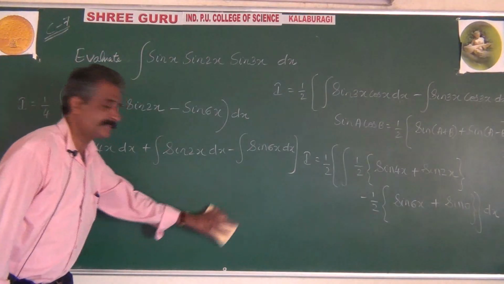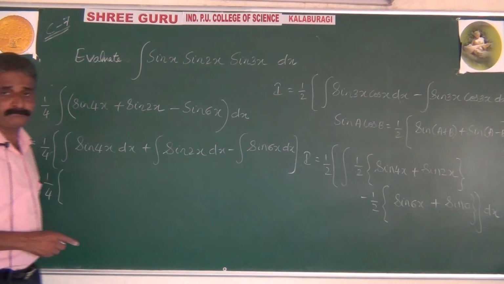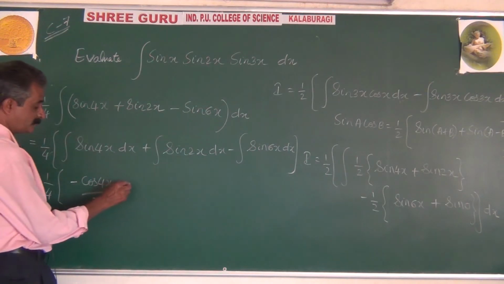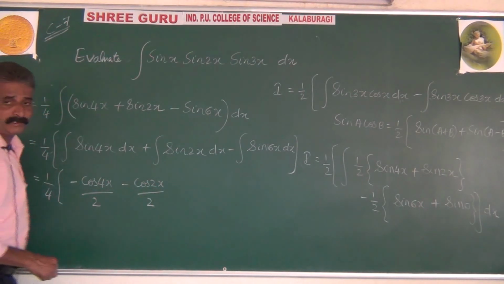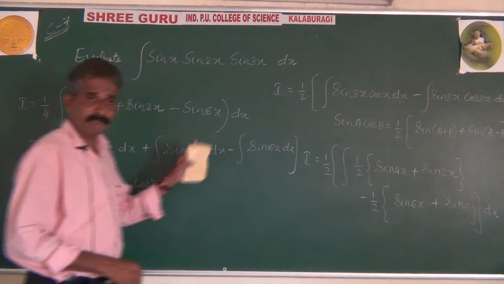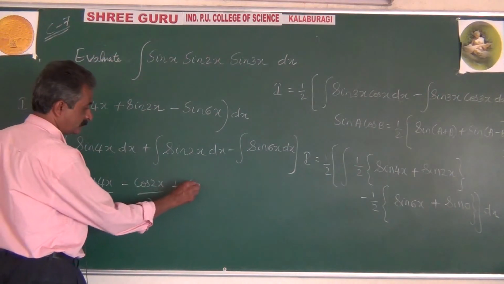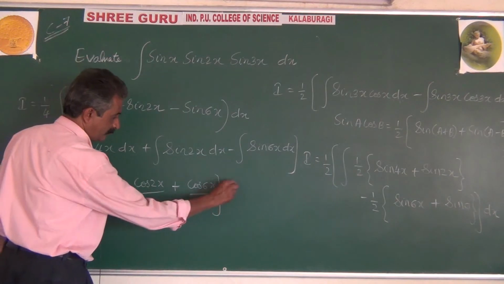For all we have the same type of formula. Finally, 1 by 4 [integration of sin 4x is minus cos 4x by 4. Similarly, integration of sin 2x is minus cos 2x by 2, and integration of sin 6x is minus cos 6x by 6, so minus of that becomes plus cos 6x by 6], plus constant.